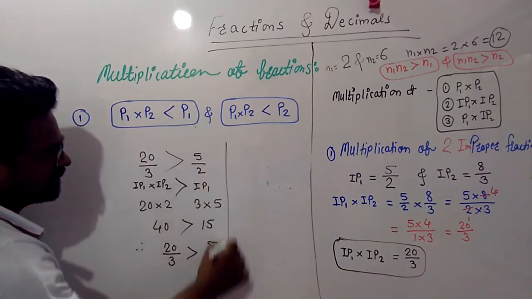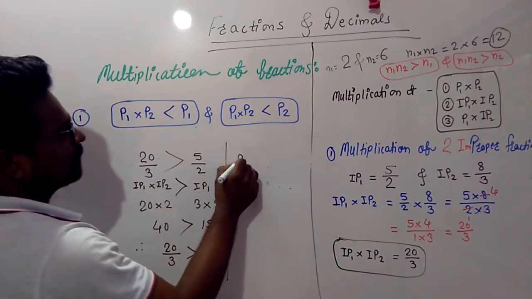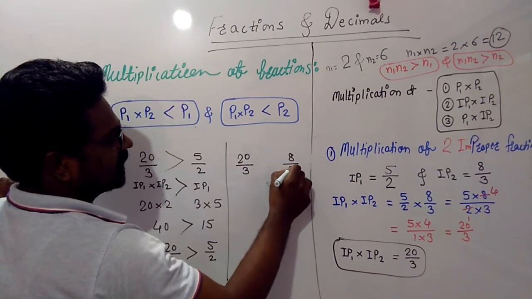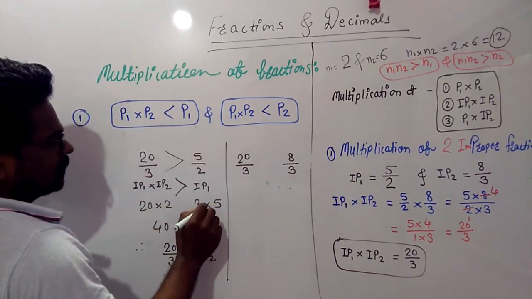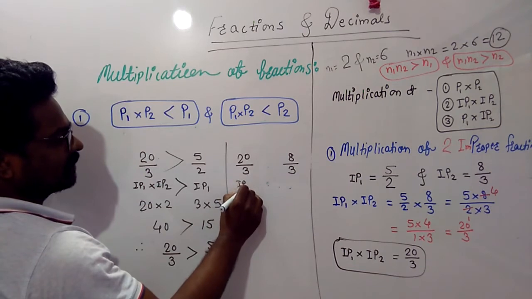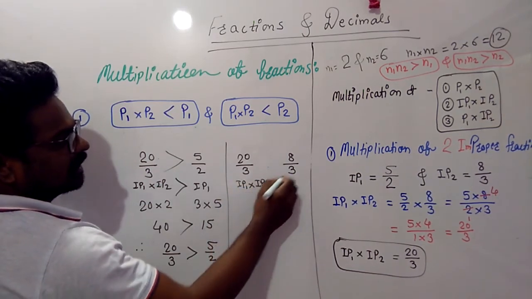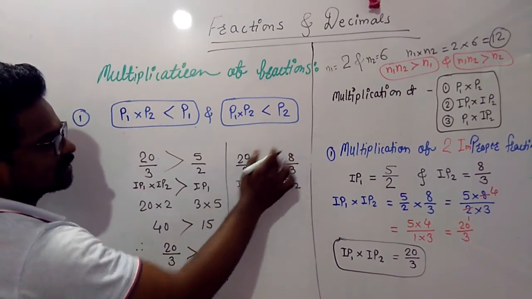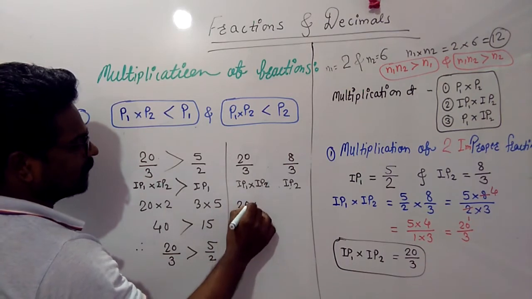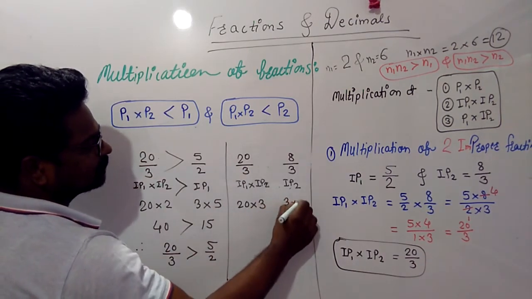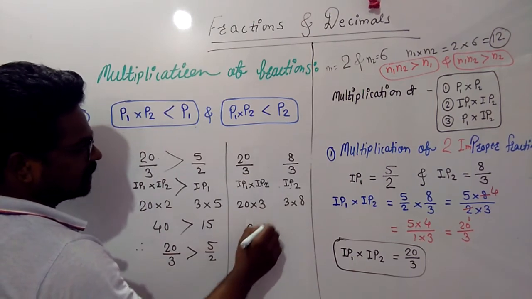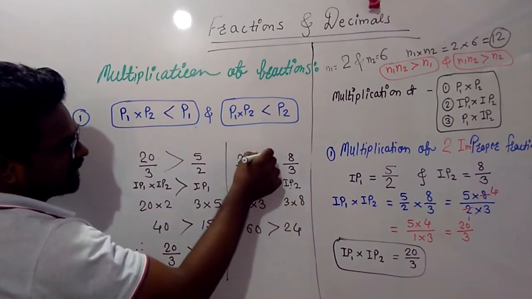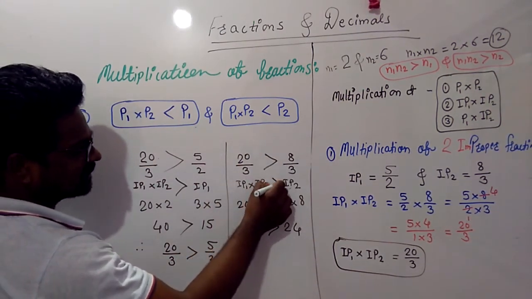Let's check it for the second improper fraction also. What is my second improper fraction? Second improper fraction is 8 by 3. Okay, fine. Now, this is what? Improper fraction 1 into improper fraction 2, 20 by 3. And this is what? Improper fraction 2. Now we'll do the same cross multiplication. 20 into 3 and 3 into 8. 20 3s are 60. 3 8s are 24. Which one is larger? This one is larger.